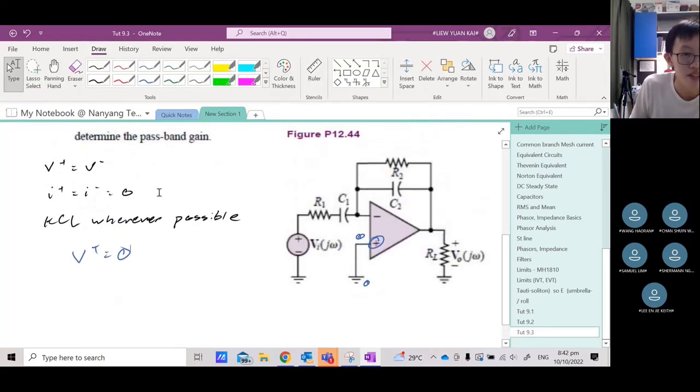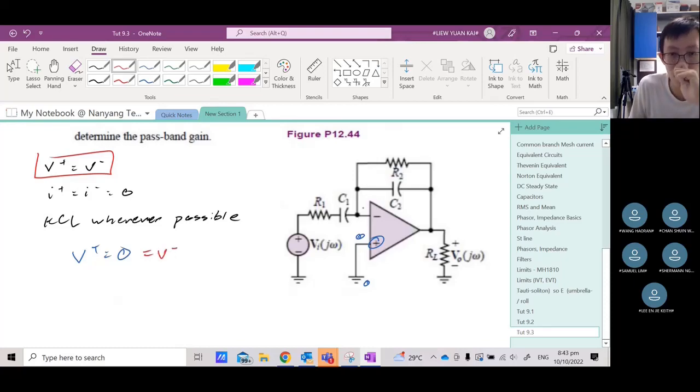But we've already established that V plus must be equal to V minus. That's just the property of ideal op-amps. By that logic, that means that V minus, the negative terminal, must also be 0 volts.